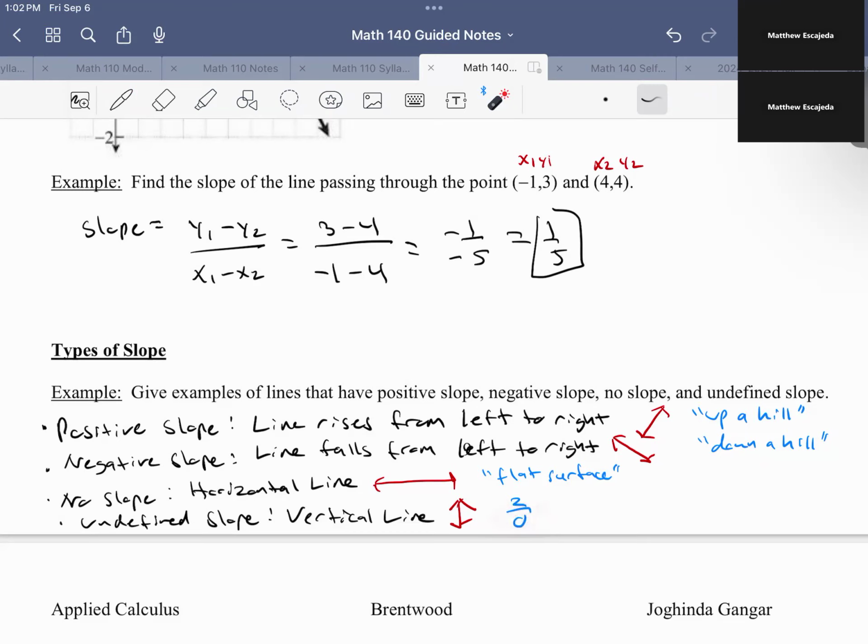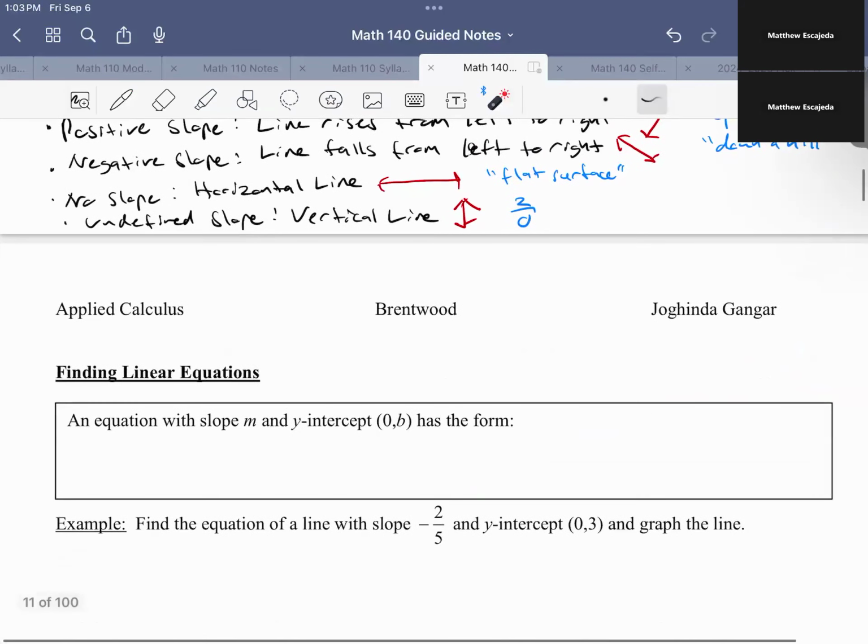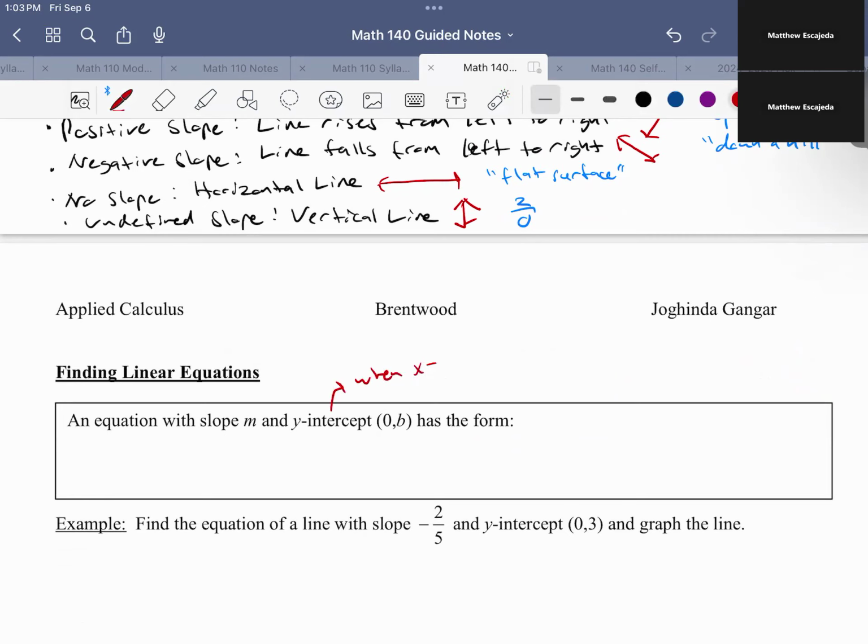So those are just different types of examples of slope. No slope and undefined slope are still considered slopes, it's just whether they're zero or undefined. Okay, so let's keep moving forward. For this section we're getting into linear equations. An equation with slope m and y-intercept (0, b) is a coordinate point. The y-intercept is when x equals 0, where it crosses the y-axis. Just a couple of reminders.